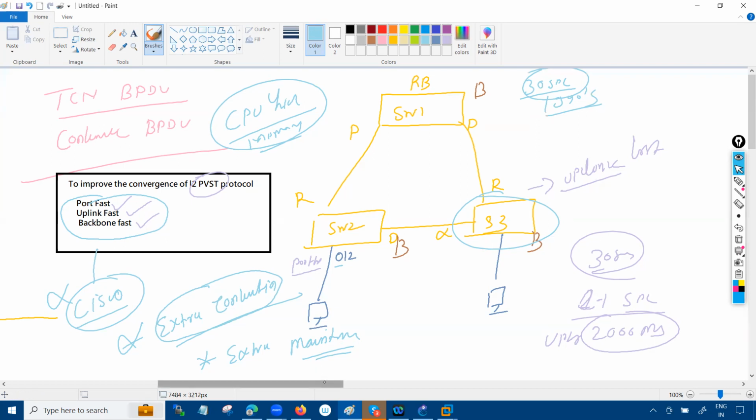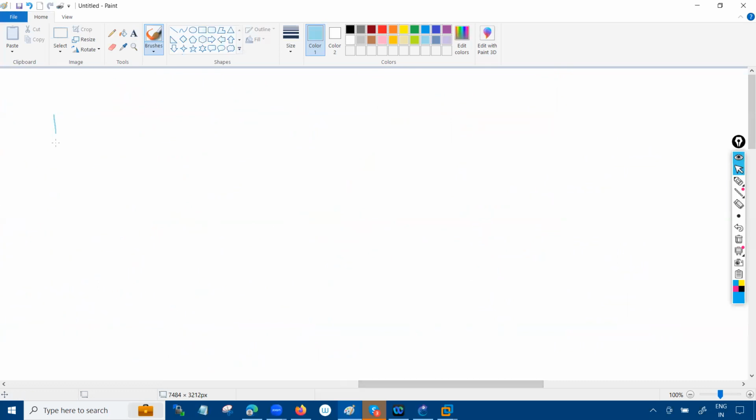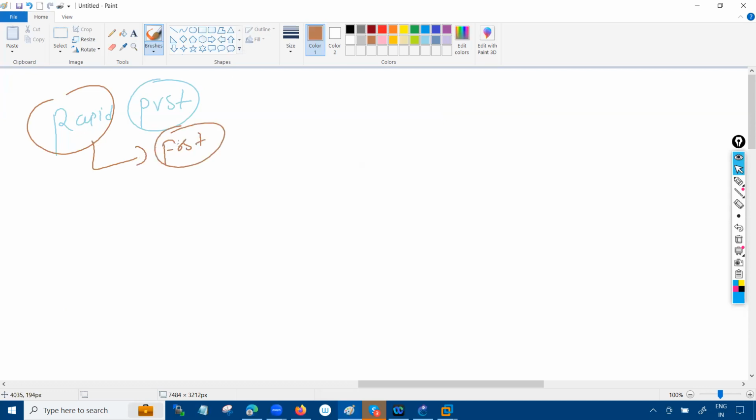That's why we came with a solution called what? We came with a solution called Rapid PVST protocol. So in PVST, I just added this word rapid. Rapid means what? If you look at the synonyms, it's fast. How is Rapid PVST different from the PVST protocol? How is it going to make itself a faster protocol?